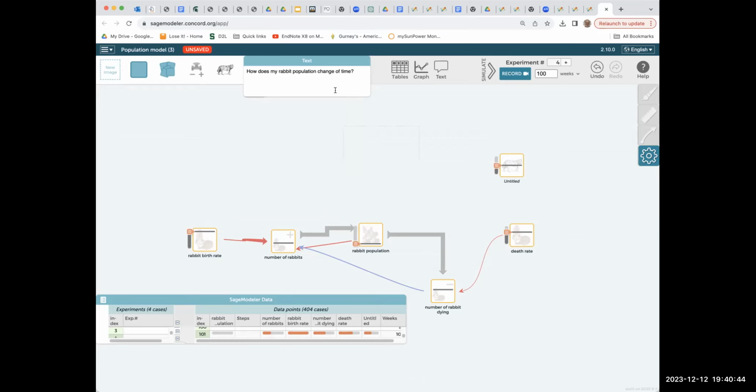But to continue with our model, last week we also said, well, if we want to talk about a population, populations always have predators. So how does the predator population actually affect my rabbit population? How does the number of predators impact the number of rabbits dying? Because of course, predators are going to go after eating them.